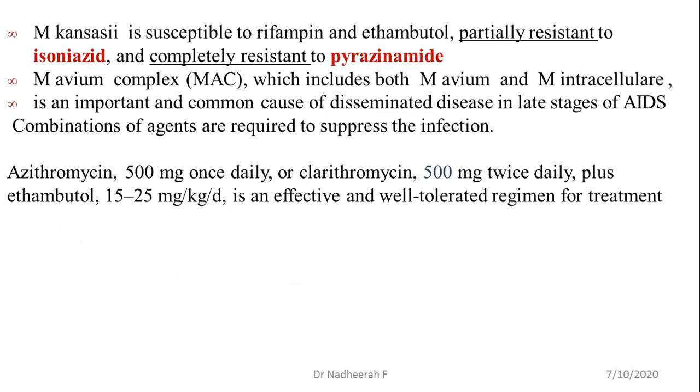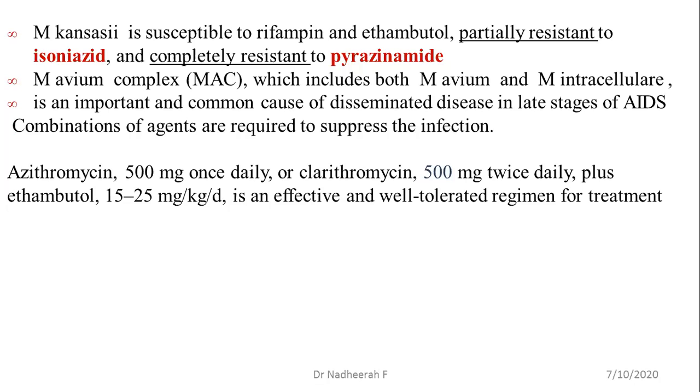Mycobacterium kansasii is susceptible to rifampin and ethambutol, partially resistant to isoniazid, and completely resistant to pyrazinamide. Pyrazinamide and isoniazid are very potent anti-TB drugs, but here it is completely resistant to them, while rifampin and ethambutol are effective.